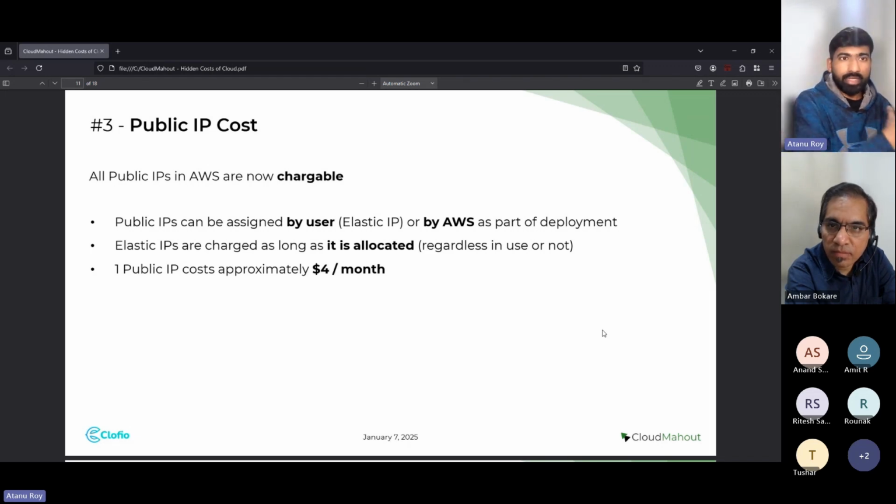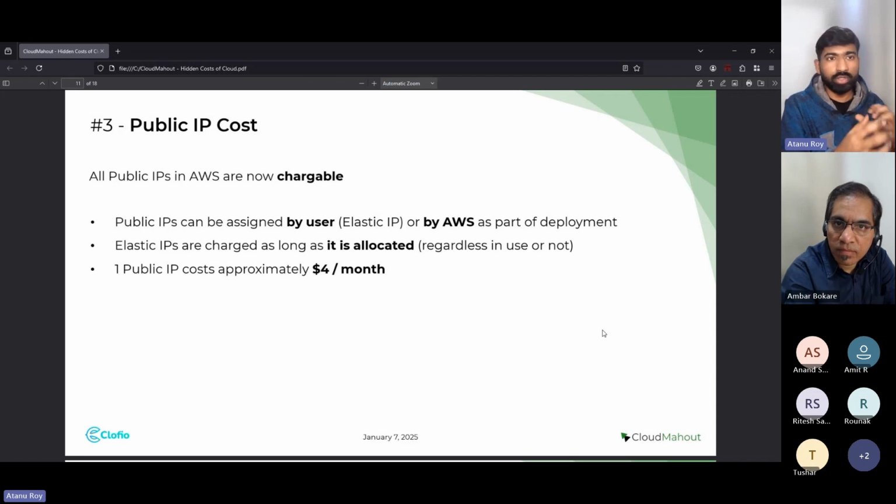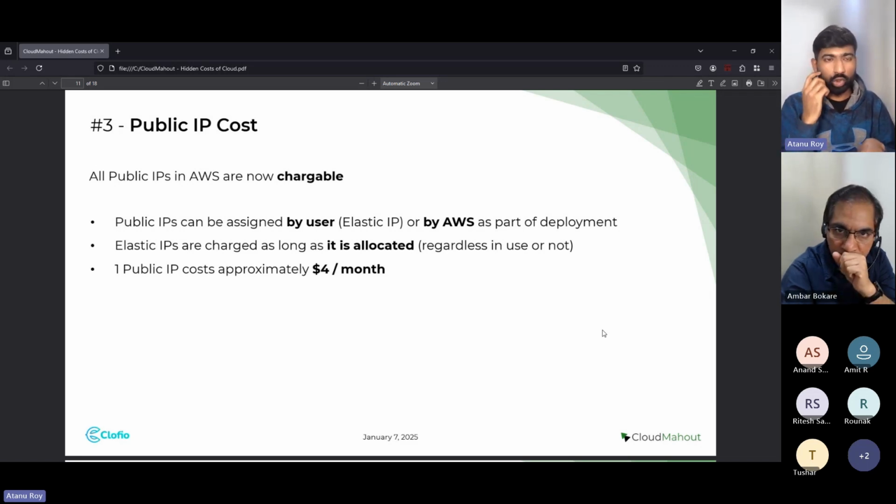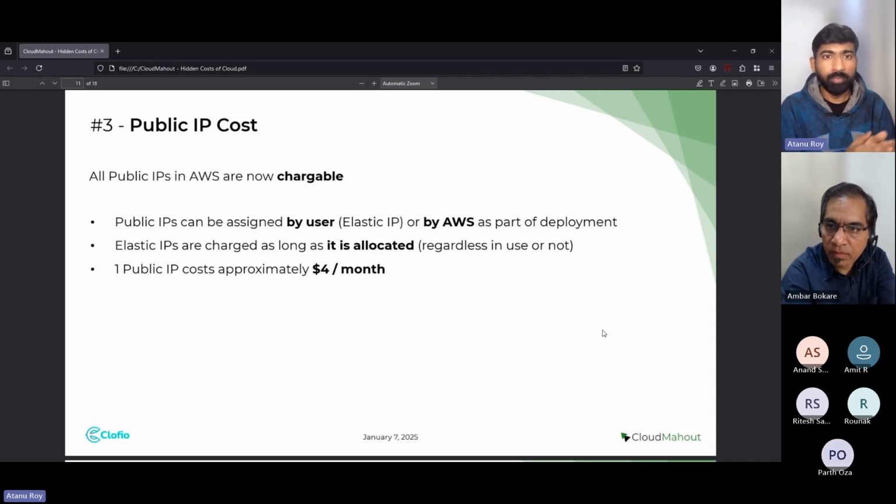Before I think June or July 2024, what used to happen is that if you are spawning up any infrastructure inside AWS, for example an EC2 or some kind of, let's say, ECS cluster, you used to get one associated elastic IP for free. So if I'm spawning up an EC2, beyond the compute and storage cost, I do not need to pay anything separately for my elastic IP.